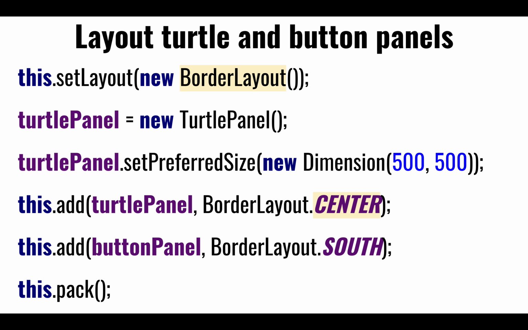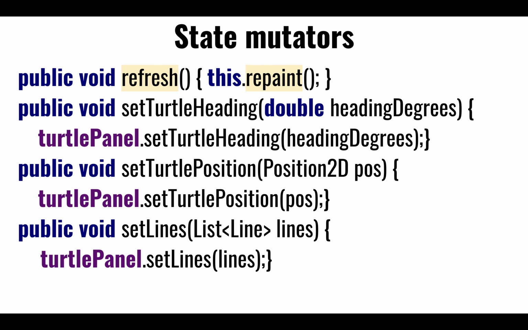Whereas the button panel, we put it at the south of this JFrame. We're leaving the north untouched, so it's empty. We're leaving the left-hand side and the right-hand side empty. West and east are empty, but the panel at the bottom is south. So the top, left, and right are left empty. There's nothing there. They take up no space. So you end up with the turtle being rendered in the center, and the buttons at the bottom.